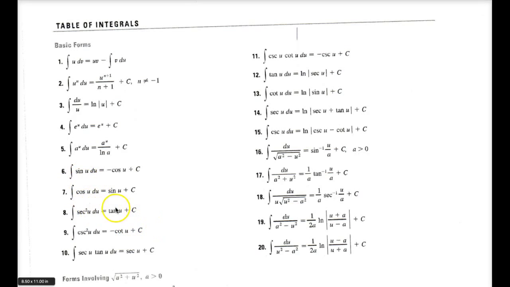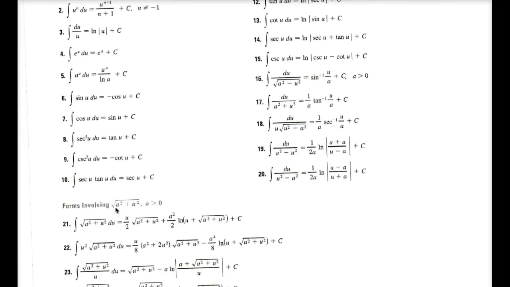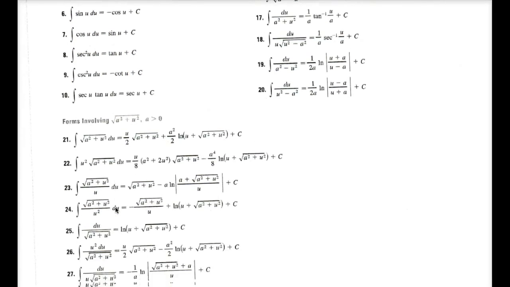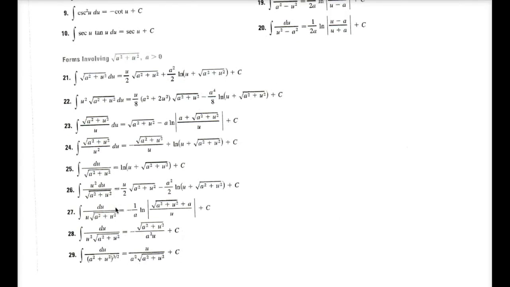Okay, and I'll just go ahead and scroll down here. Make sure you can get some of these others. So you can just pause the video here for a second and get them. Okay, I'll go ahead and move on now.